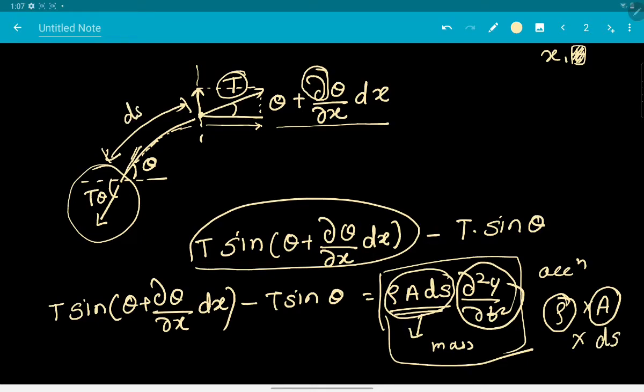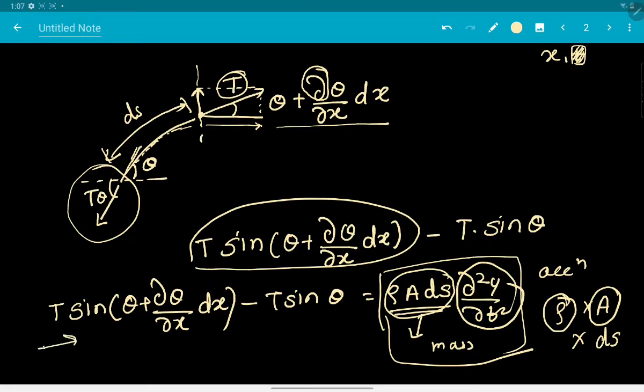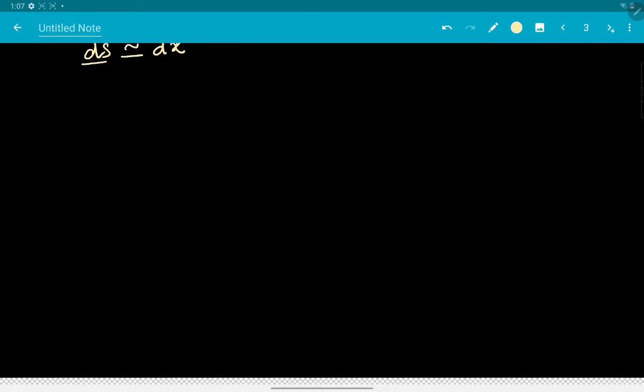Now, when this delta x is very small, infinitesimally small, in that sense you can approximate this ds by dx, and hence you can write down the equation that we have written over here in the simplified manner like this.